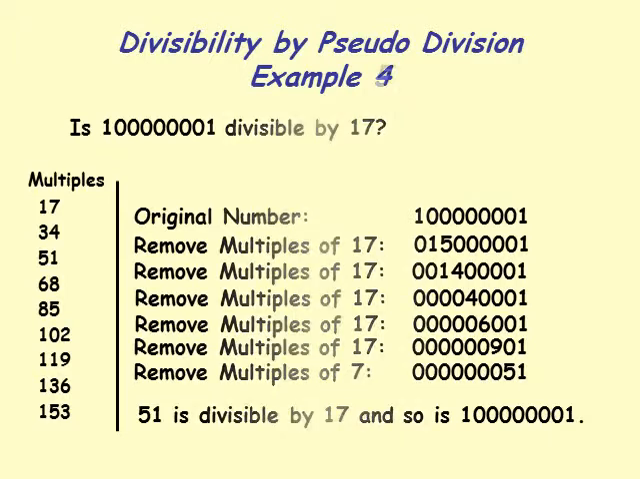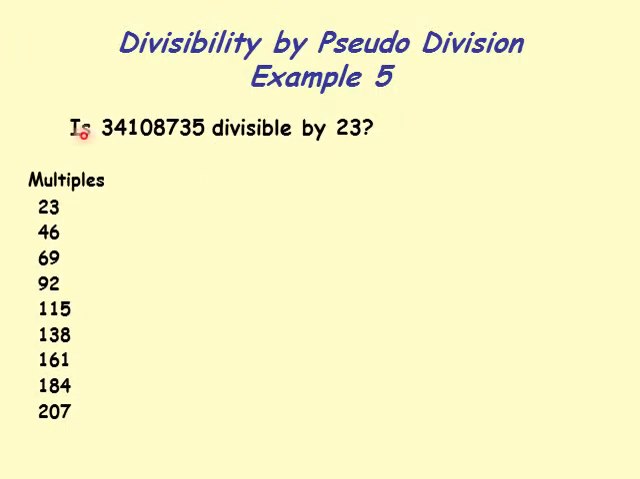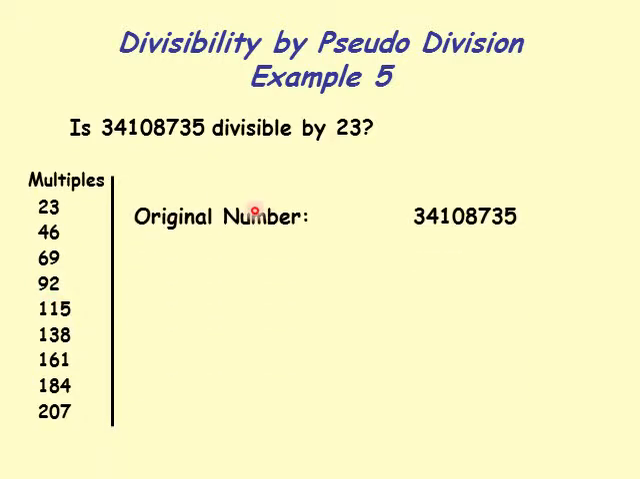Another example here. Is 34108735 divisible by 23? And here's my cheat sheet. Multiples of 23: 23, 46, 69, 92, 115, and so on. Let's continue here. Here's the original number, 34108735. So we'll start taking away multiples of 23.